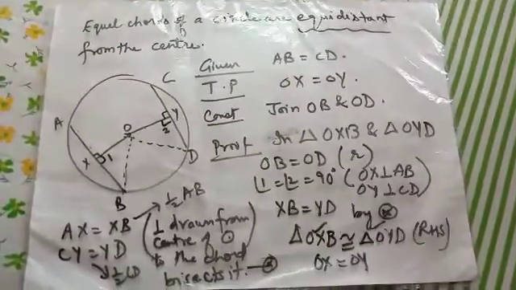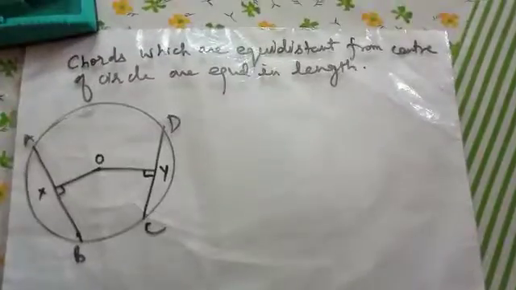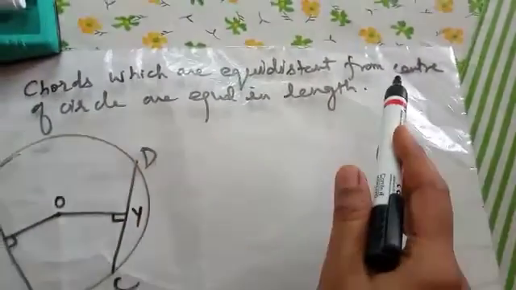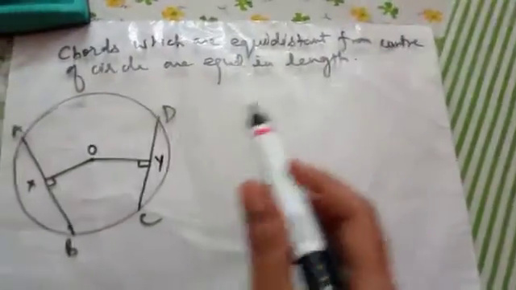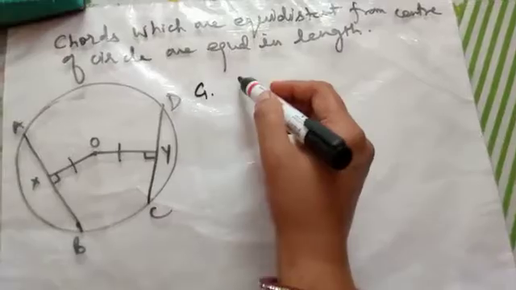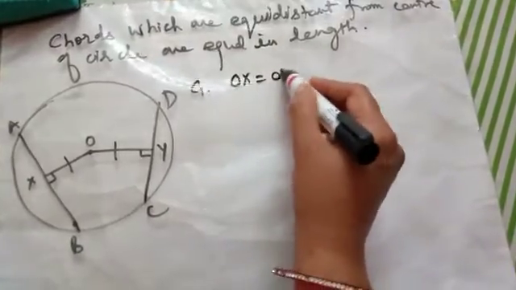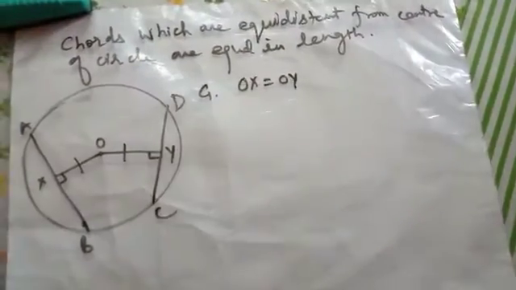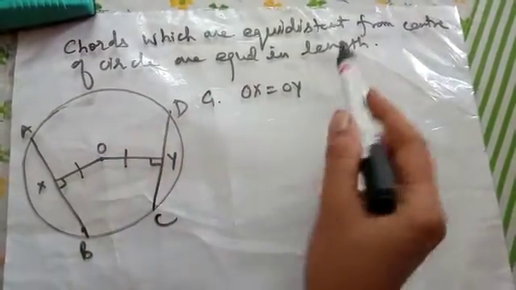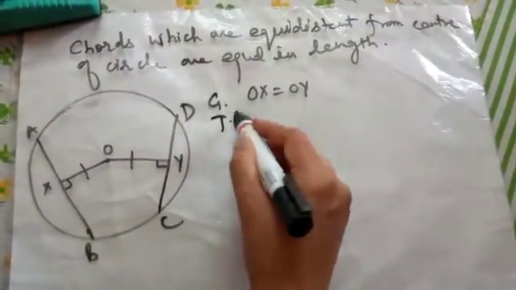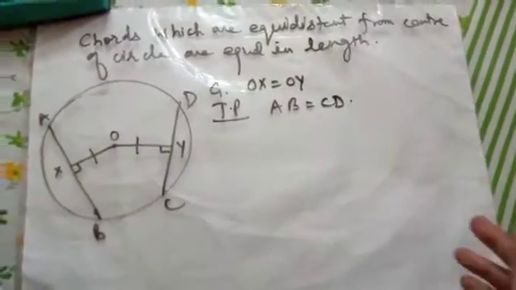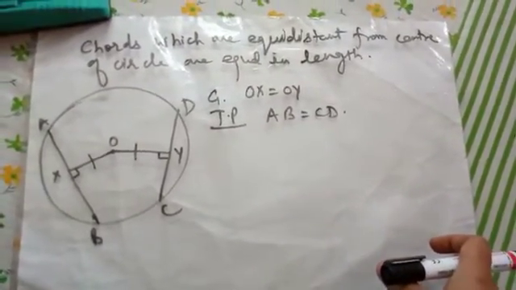Now we have to do the converse of this theorem. So the converse states that equal chords which are equidistant from the center, वो chord जो center से equal distance पे है, मतलब क्या है? OX is equal to OY. So I am writing given is OX is equal to OY and this is the distance. Chords which are equidistant from the center are equal in length. इसका मतलब to prove क्या है? They are equal in length. So हमें prove करना है AB is equal to CD. So just reverse of what we did in the previous question.